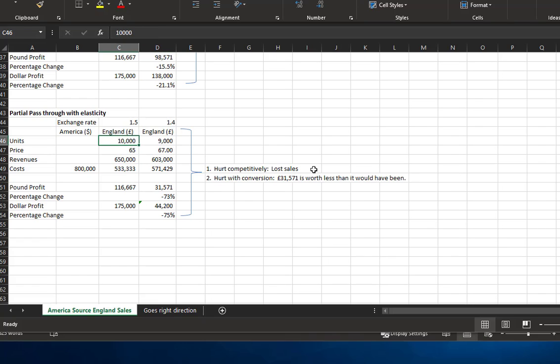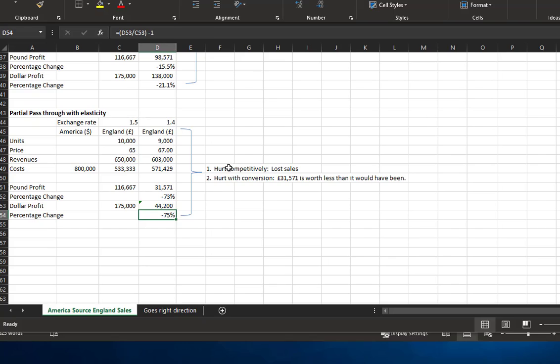And we've got, again, the same starting point. Now we're going to assume that if we raise prices, there's going to be some deterioration in the demand for our product. And I picked an arbitrary number here, 9,000 units at 67 pounds per. Our revenues then are going to be the product of those two numbers, right? So we have 603,000 in revenues. Our pound profit is down 73% now. And in terms of dollars, we're down 75%.